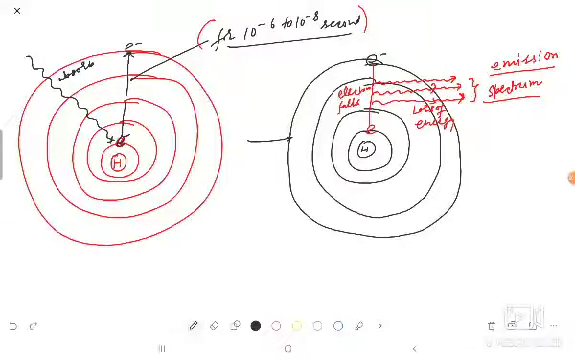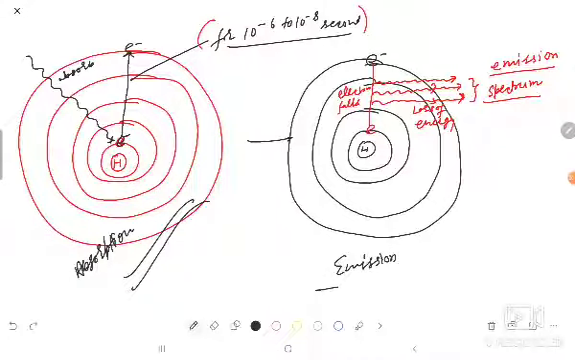Now come to this structure. What is happening here? This structure is for absorption, but we are not going for absorption. We are going for emission. Emission means loss of energy. This is the diagram required for you to understand.